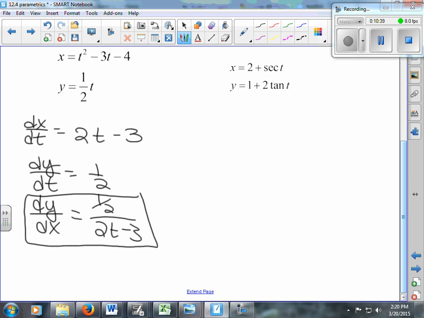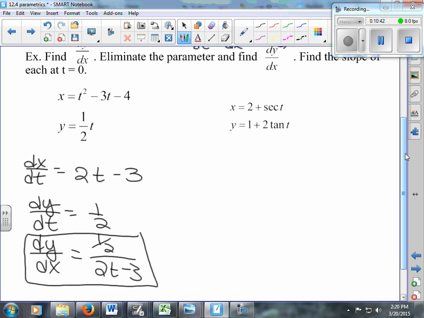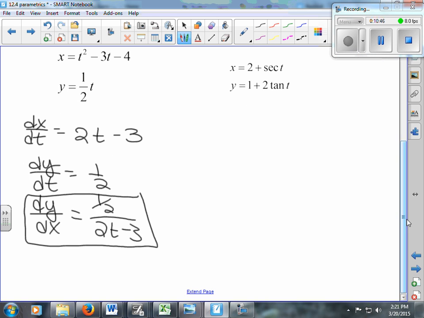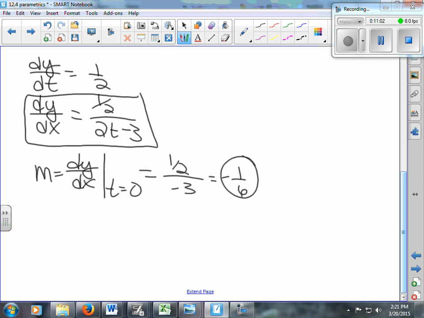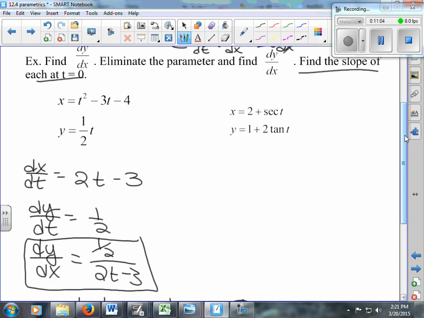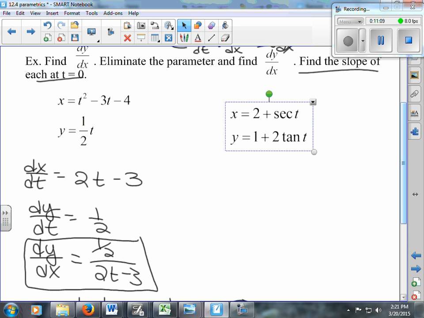And then the next thing they wanted us to do was to find the slope at t equals 0. And so all I have to do here is to put in t equals 0. So m, or dy dx, evaluated when t equals 0, is 1/2 over -3, -1/6. Okay, and then we have one more example, and yes, I am going to leave this one to you. See if you can remember your derivatives of trig functions, then plug in 0 and tell me the slope.